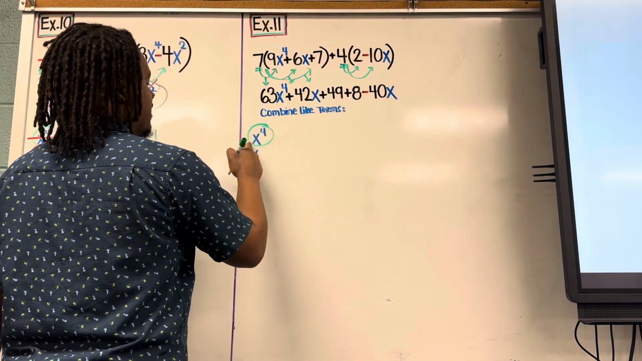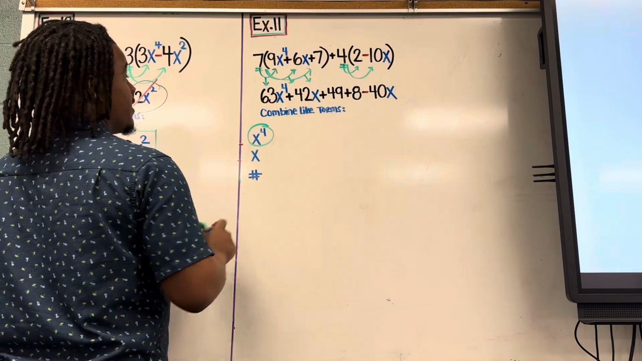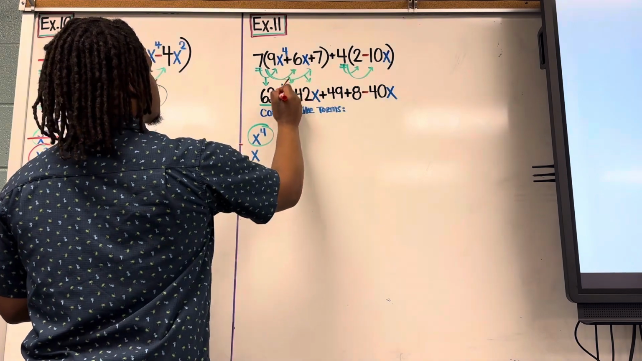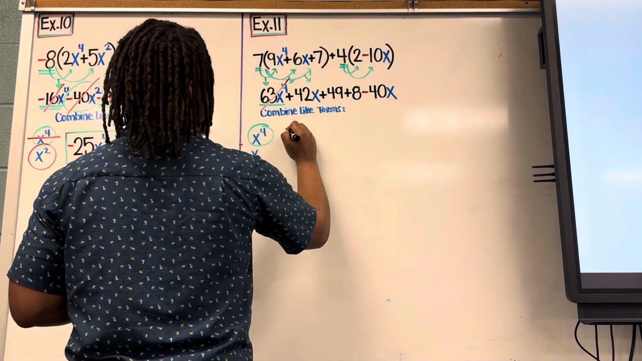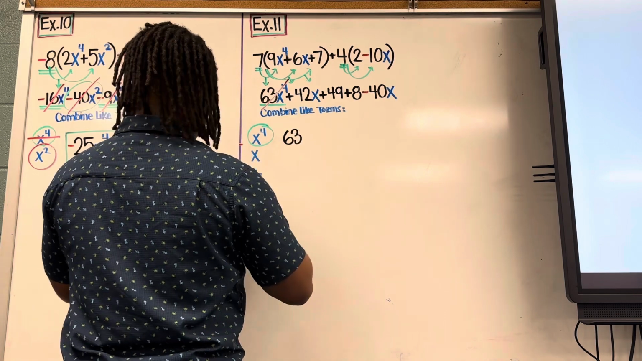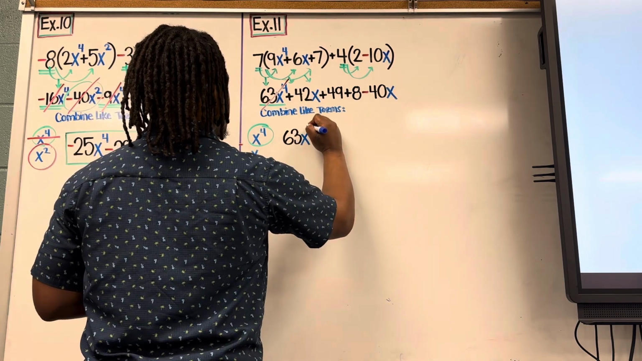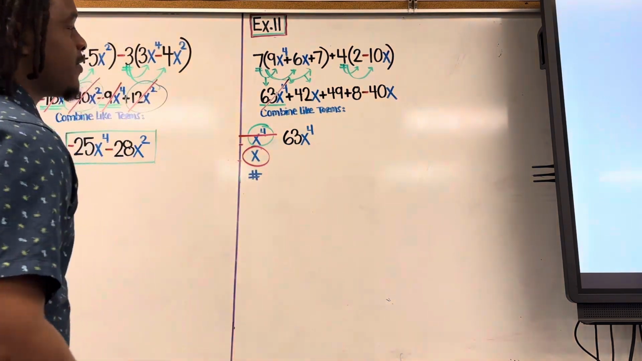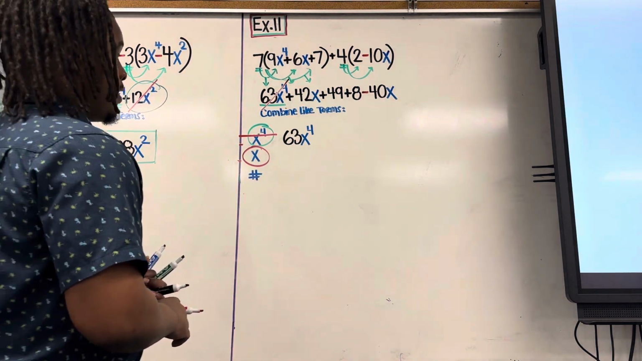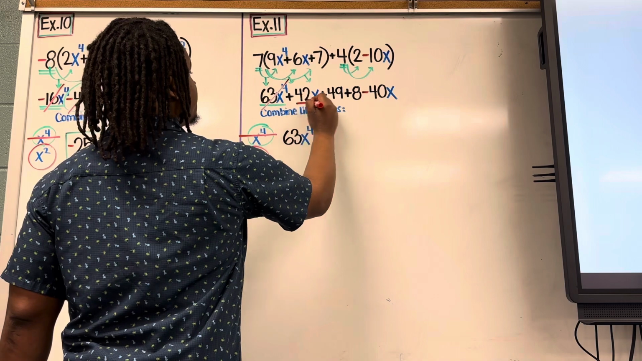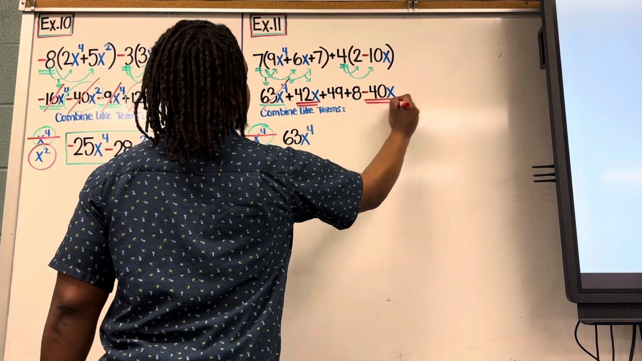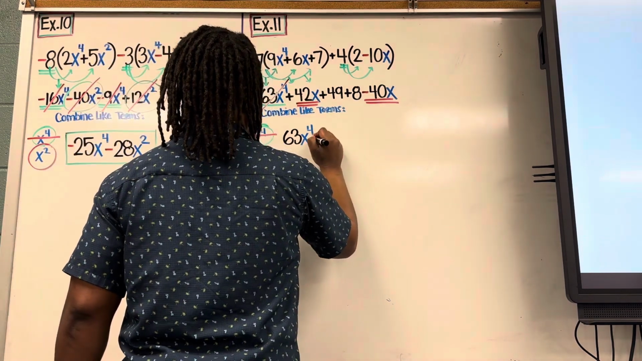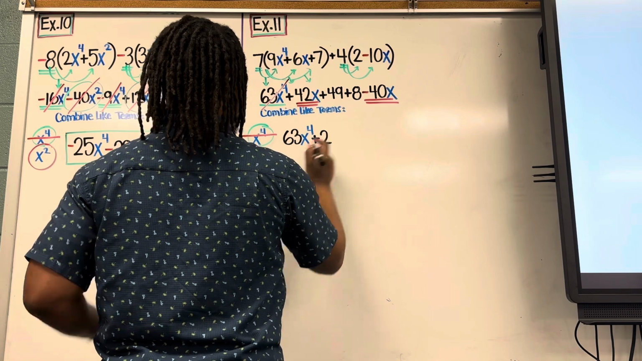I'm gonna combine all values that have x to the fourth power, okay? And the only value that has that is 63x to the fourth power. That's the only value that has x to the fourth power. So I'm just gonna rewrite it down here. 63x to the fourth power, okay? Next, I have x, or x to the first power, and the two values that I see are 42x and negative 40x. 42 minus 40 is 2, right? So that will equate to 2x. If I combine them together, that would make 2x.